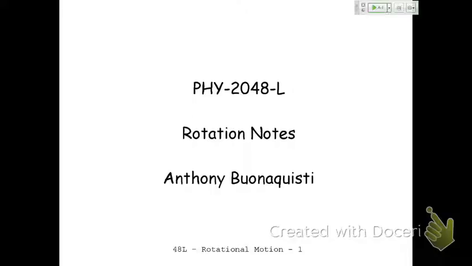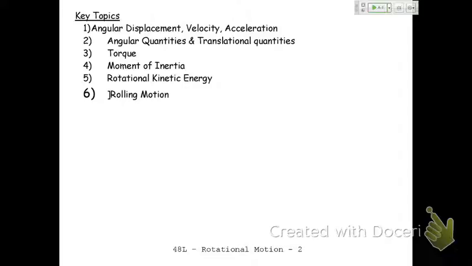So, rotation. We started talking about rotation last time, and we got to the stage where we talked about how you can convert from angular to linear and linear to angular. There's equivalencies, and we'll actually learn a bit more about actual rotation.